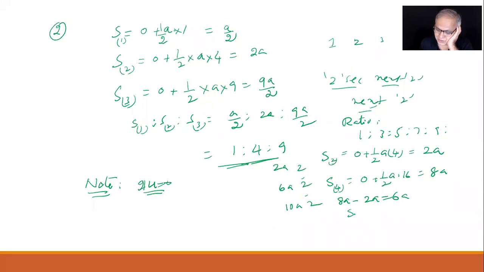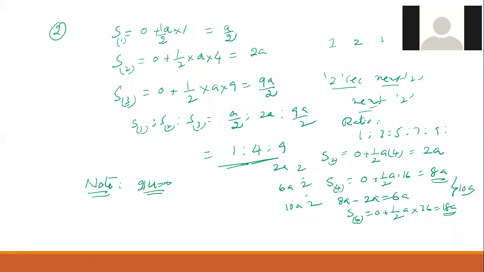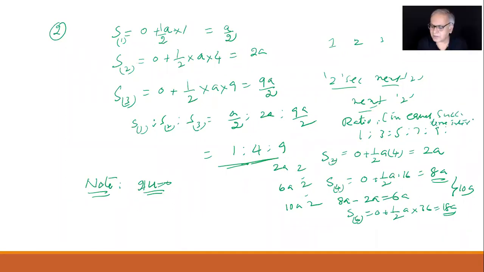How? S in 6 seconds will be what? 0 plus half into a into 36. So this is 18a. So 18a minus 8a is what? 10a. So in any equal successive time intervals, the distance covered is in the ratio 1 is to 3 is to 5 is to 7. What is this one? In equal successive time intervals. So this is the property of a uniformly accelerated motion.